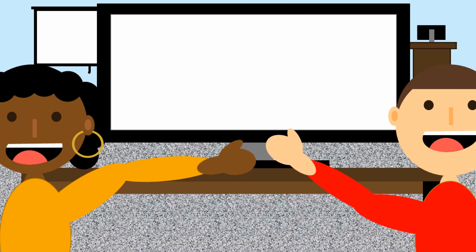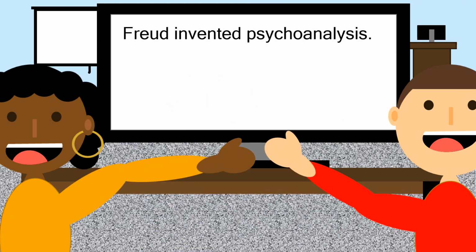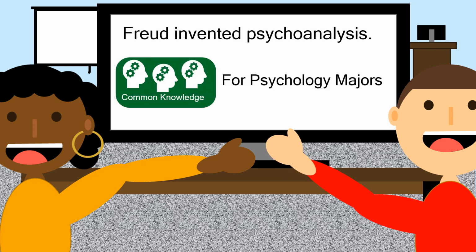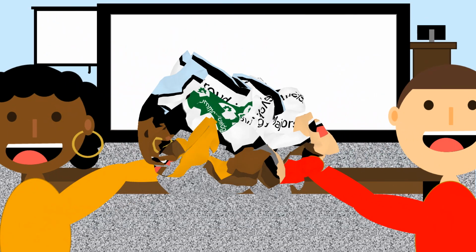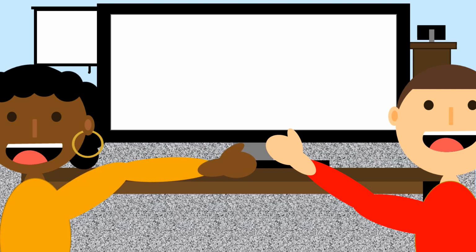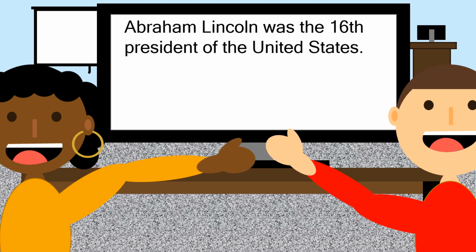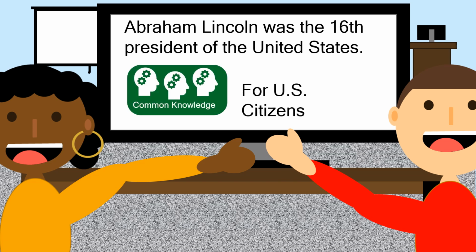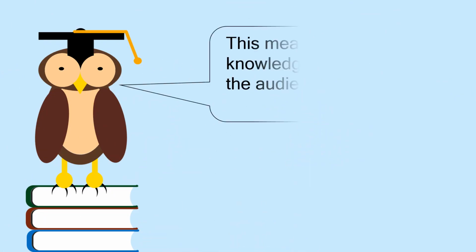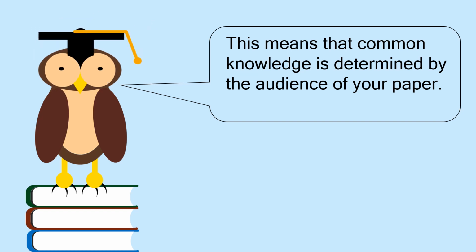Here are some examples. Freud invented psychoanalysis is common knowledge for a psychology major, but it might not be common knowledge to a business major. Abraham Lincoln was the 16th President of the United States is common knowledge in the United States, but it might not be common knowledge in another country. This means that common knowledge is determined by the audience of your paper.